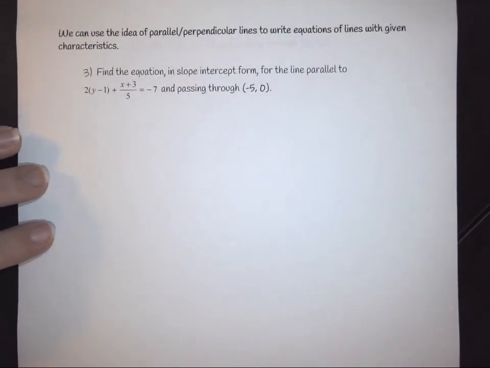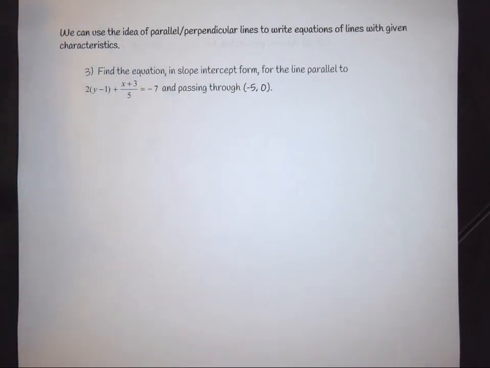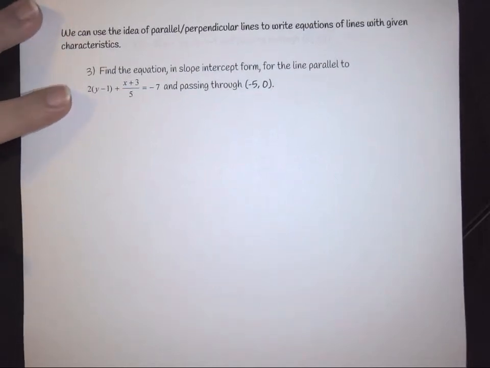A different type of perpendicular parallel question that you may see looks like this, where it says that you can use the idea behind parallel and perpendicular in order to find equations of lines that satisfy those definitions. So first, it says find the equation in slope-intercept form for the line parallel to the given line and passing through the point.